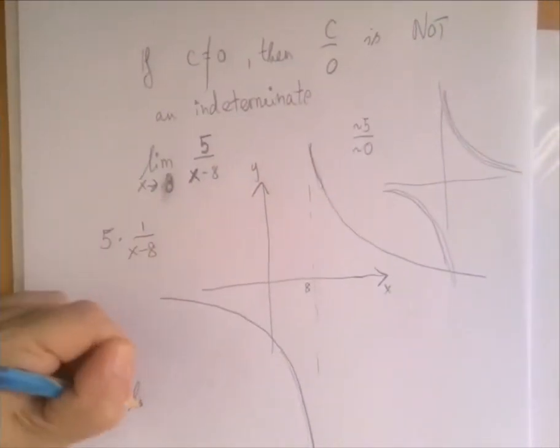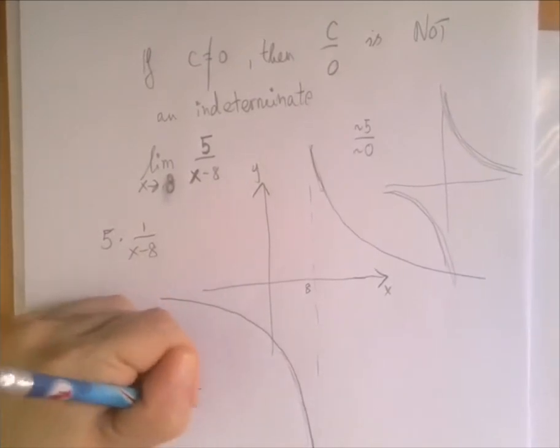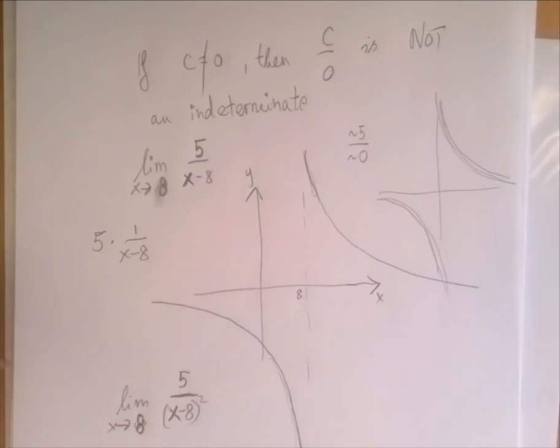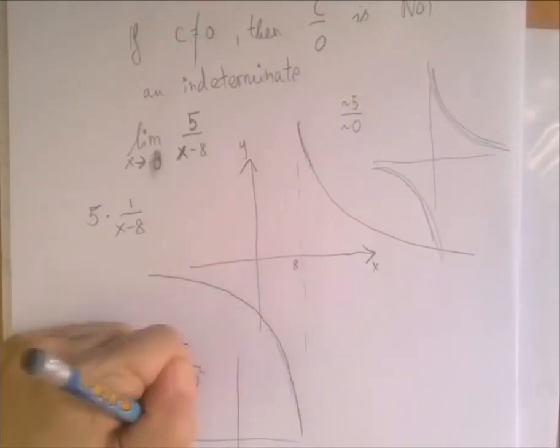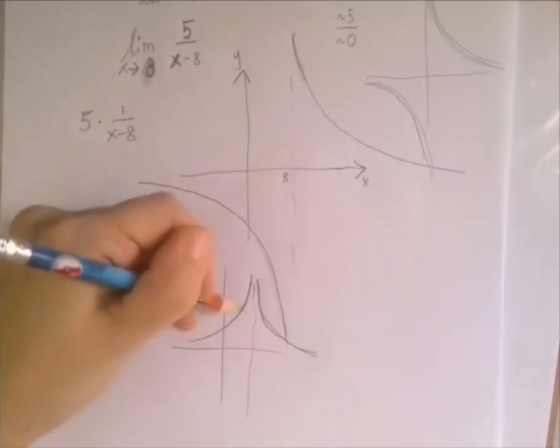For example, the limit as x approaches 8 of 5 over x minus 8 squared. That's going to be good for plus infinity, because now, no matter which side we're on, if the number is really close to 8, then x minus 8 is really close to 0, and now after squaring, it's still close to 0, but now it's positive. So this one is going to act like this around its vertical asymptote.